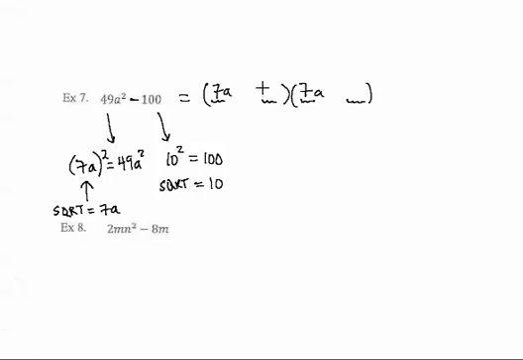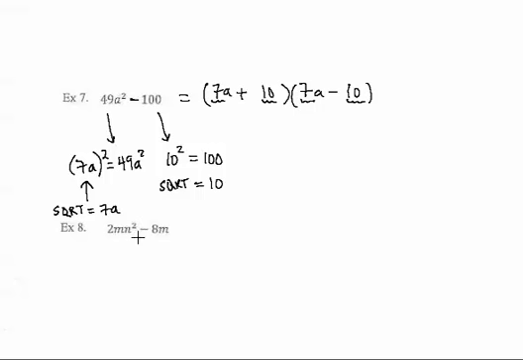The second term is the 10, and then we just simply put a plus and a minus between one and then the other. So we don't want these signs to be the same. We just want these signs to be different. And we're finished. That completes example 7.